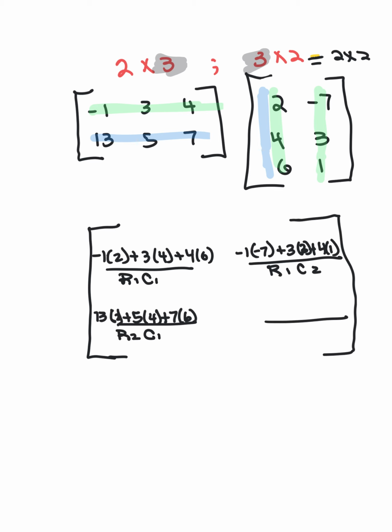To get the last entry, this is row 2, column 2, which means that I'm going to be multiplying my row 2 times my column 2.